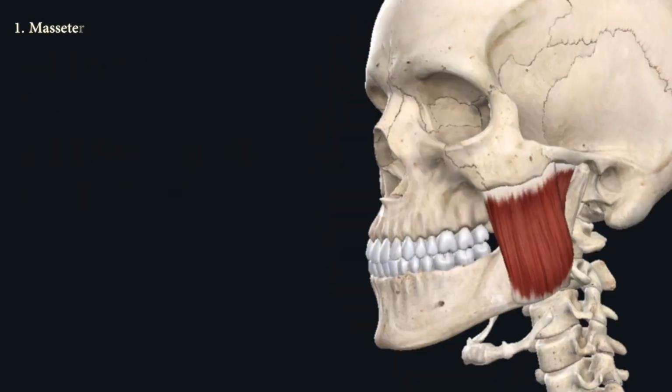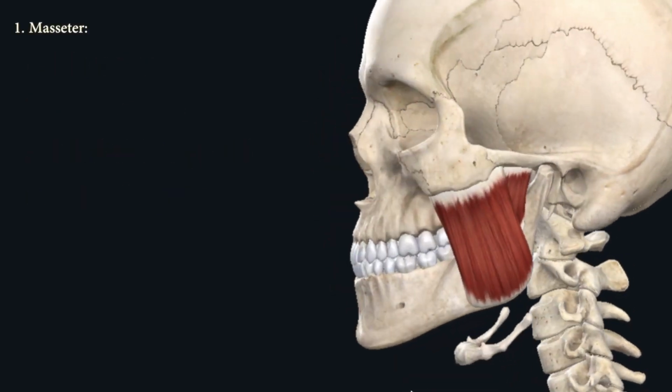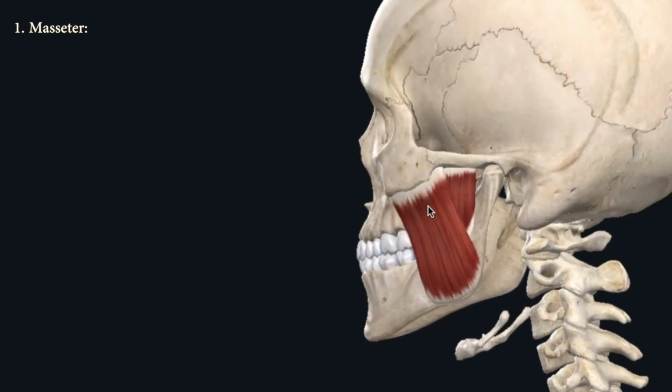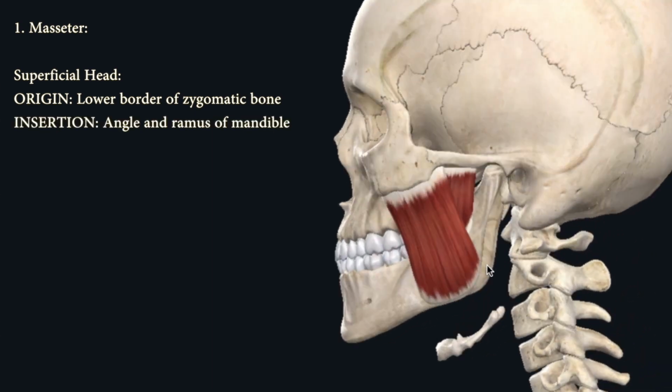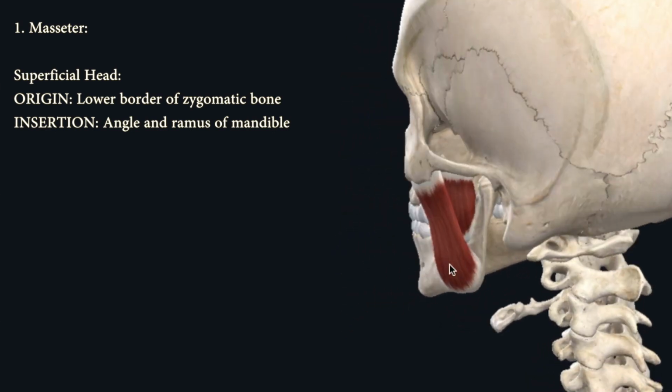So number one is the masseter muscle, which divides into two parts, the superficial part and the deep part. The superficial part originates from the lower border of the zygomatic bone and the anterior lower border of the zygomatic arch and inserts into the inferior surface of the ramus of the mandible.